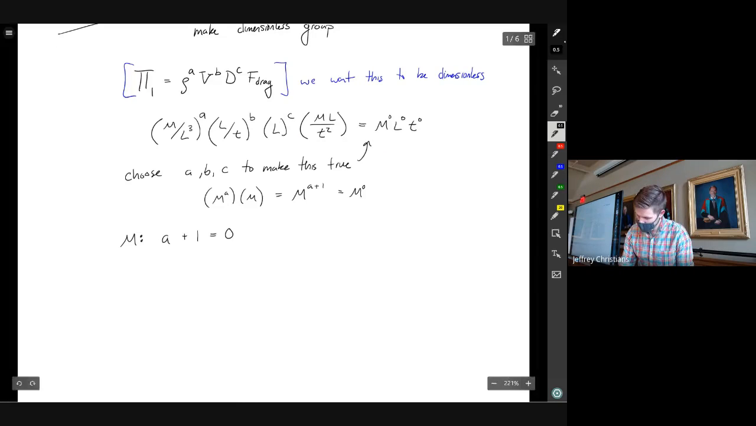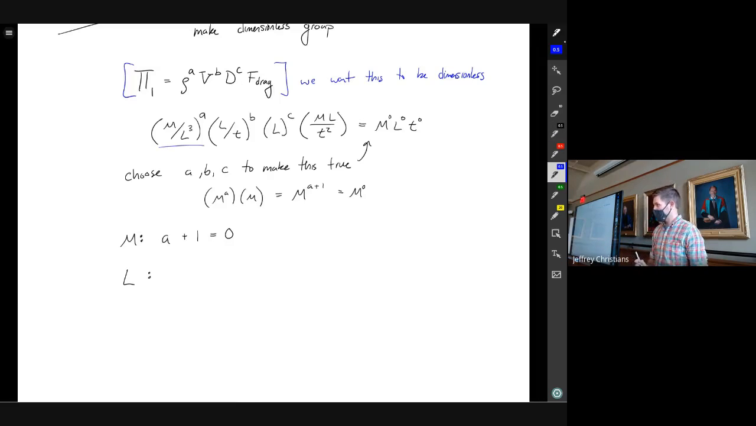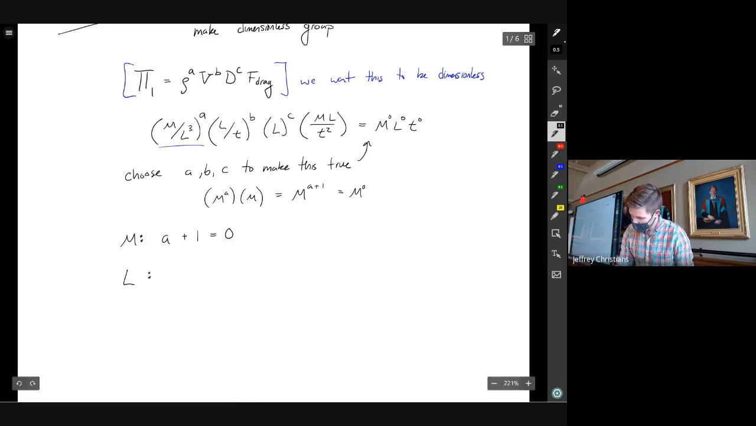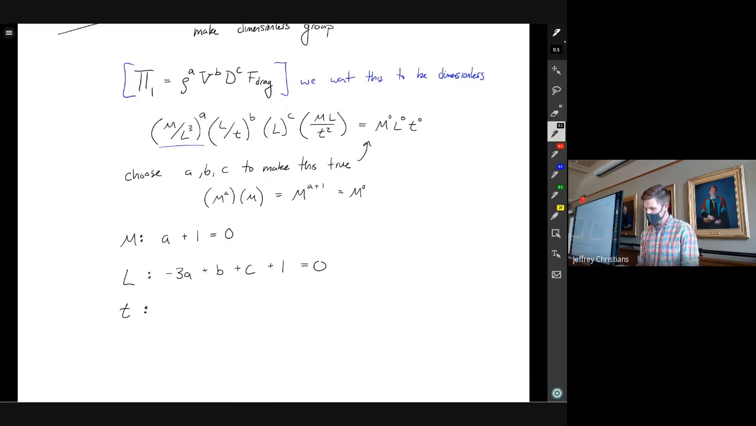Then for the length term, the first term we have a length to the -3 to the A power. So that would be minus 3A for that first term. And then we have a length to the 1 power to the B, so that's plus B, plus C. We have length to the C plus 1. That also has to equal 0, because again, we want all of these to cancel out. And then the last one is for time. There's no time in the first term. There is time in the second term, minus B, and then time in the last term, minus 2, is equal to 0.